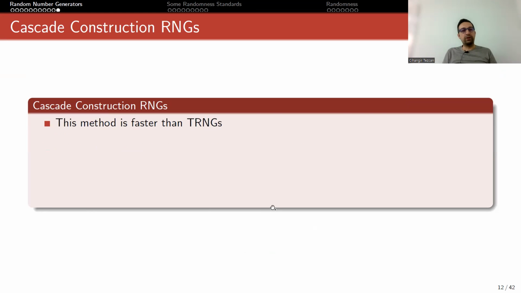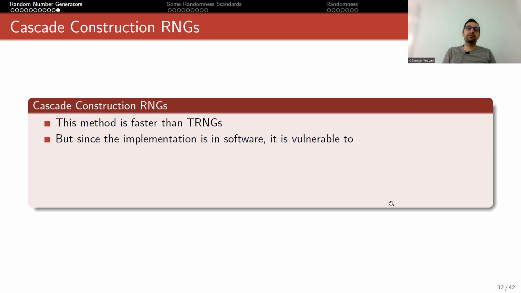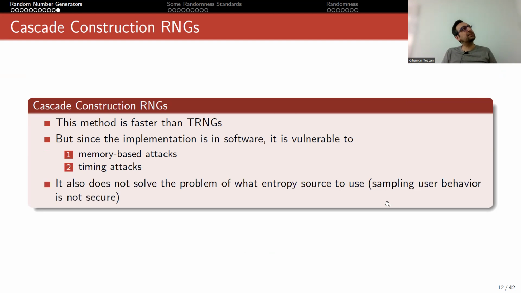Okay. So cascade construction random number generators. This method is faster than true random number generators. But since the implementation is in software, it is vulnerable to memory-based attacks because you're keeping some data in memory. Timing attacks. It also doesn't solve the problem of what entropy source to use. Sampling user behavior is not that secure. Your mouse movements and so on can be guessed.